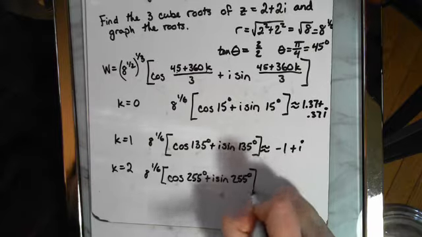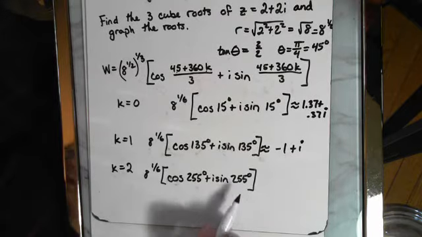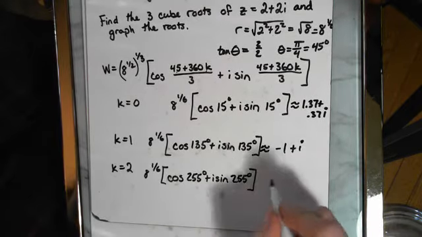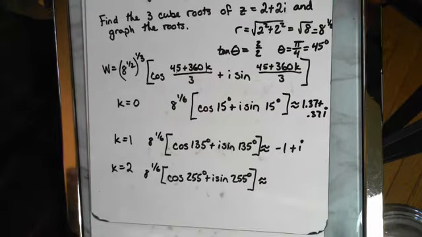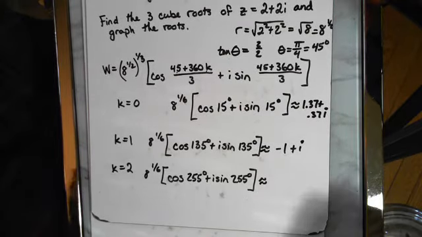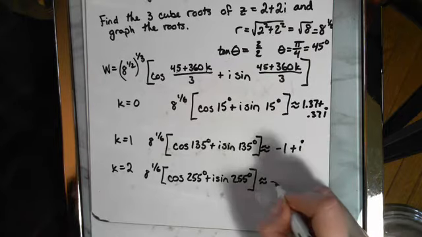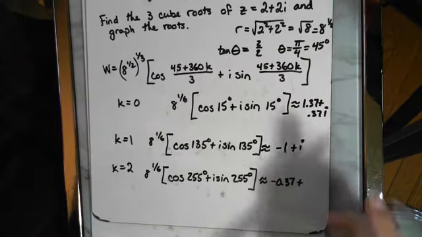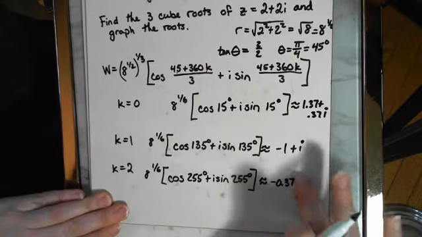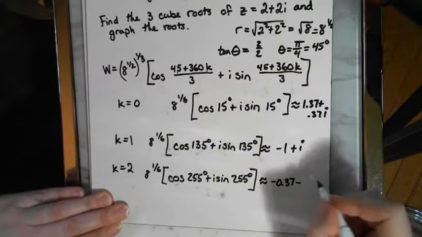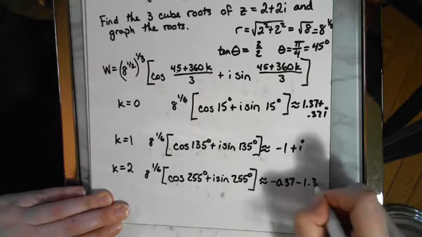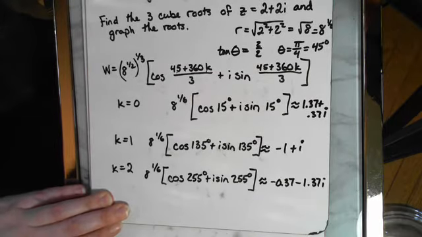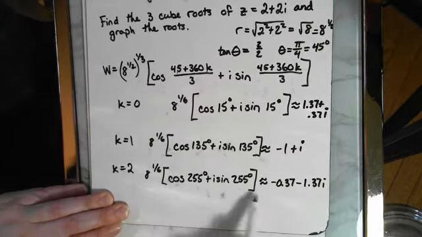Now, also be careful, because if you're using degrees here, you want to make sure your calculator is in degree mode when you get these approximate answers over here. That one comes out to be negative 0.37 minus 1.37 i.